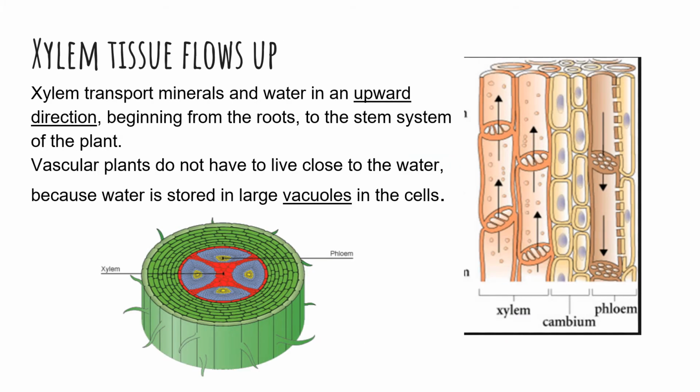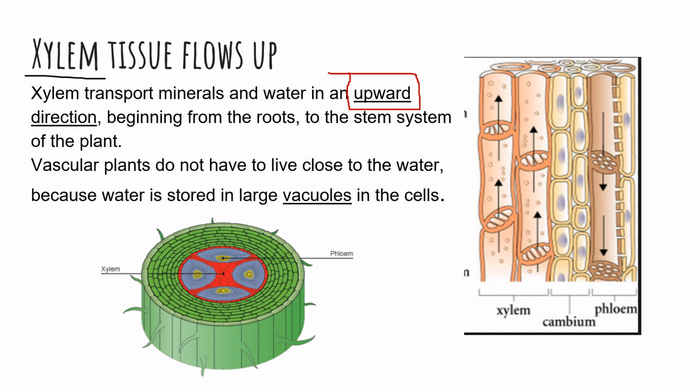All right, so we're gonna talk about xylem first. Xylem tissue transports minerals and water in an upward direction. That's super important to remember, okay? Xylem never flows down, it only flows up. So if it's flowing up, if you think about it, the only thing that needs to be taken from the ground up is the water that the roots are gathering.